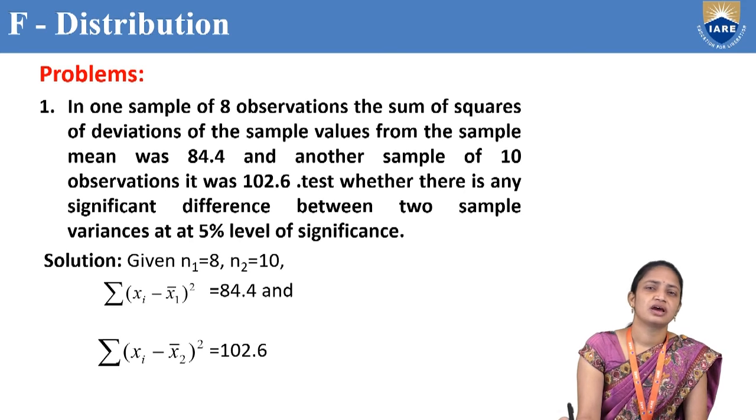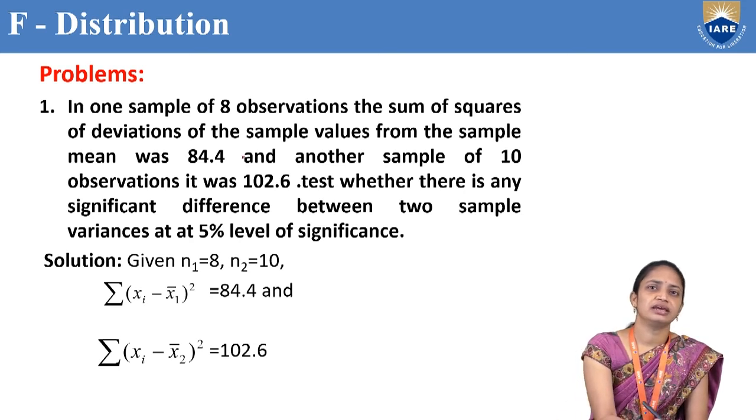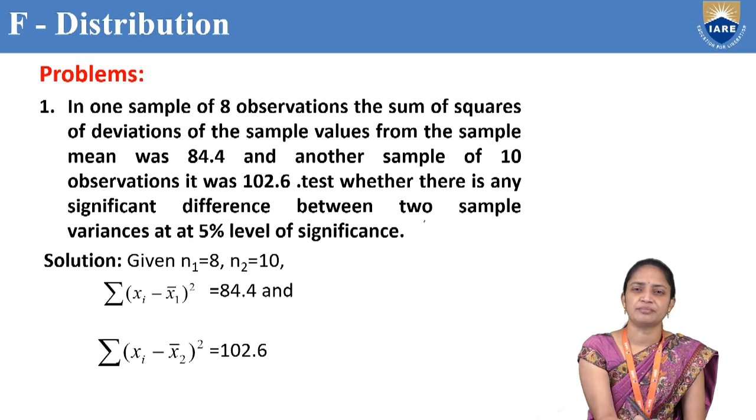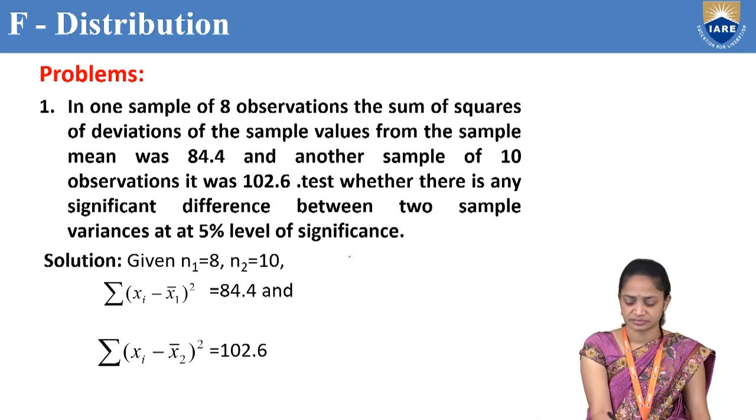Problems. First problem. In one sample of 8 observations, the sum of squares of deviations of the sample values from the sample mean was 84.4. In another sample of 10 observations, it was 102.6. Test whether there is any significant difference between two sample variances at 5% level of significance.